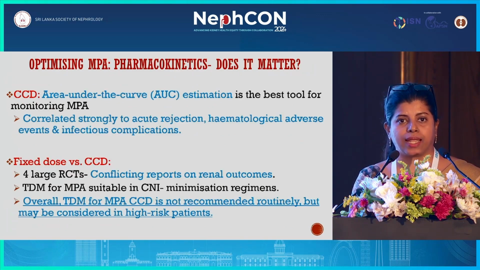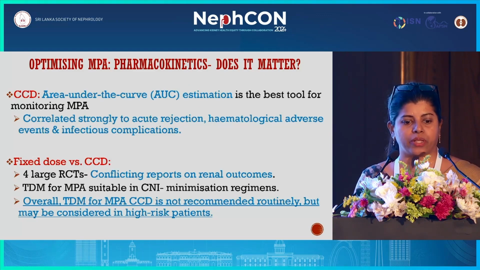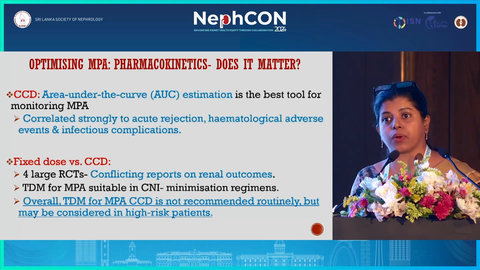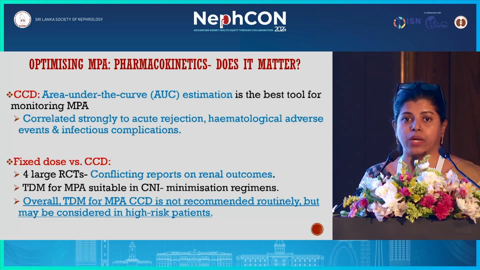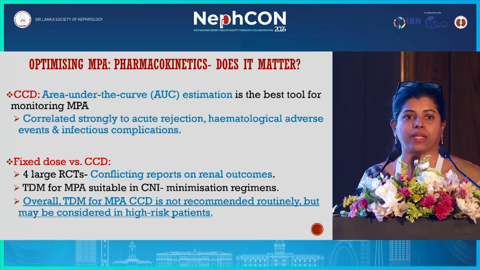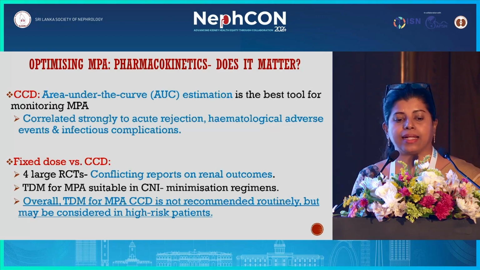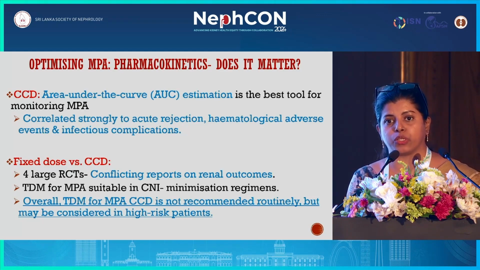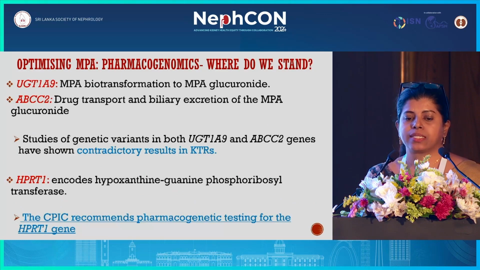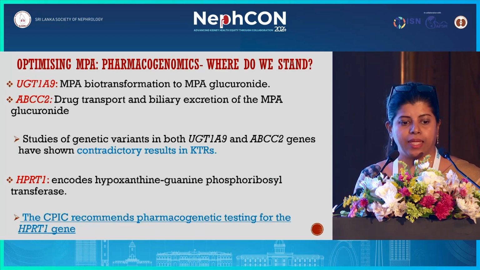MPA again has a fixed dose regimen as well as a concentration controlled regimen. Here, as opposed to CNI, it is not the trough level that is the best tool. It is the area under the curve that is the best tool for monitoring MPA. And it does correlate strongly with acute rejection, adverse events, and infectious complications. But has it really translated to clinical outcomes? There have been at least 4 large RCTs which have looked at fixed dose versus concentration controlled dosing, and there are conflicting reports on renal outcomes. So again, TDM for MPA may be suitable in tailored regimens like CNI minimization protocols or to be considered in high-risk patients.